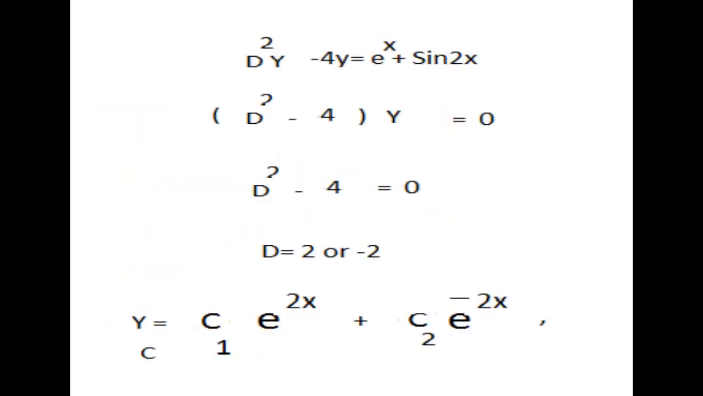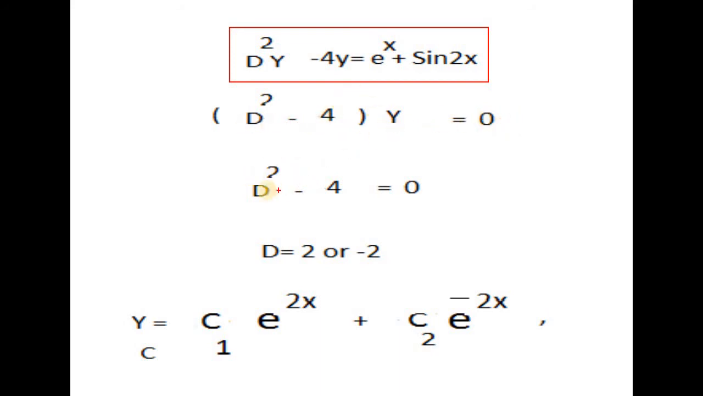Here we have an example. D square y minus 4y is equal to e power x plus sine of 2x, which is the function q of x. It is a second order linear differential equation with constant coefficients. Here we have coefficient 1 which is constant. Here we have coefficient minus 4 which is constant. Now we have to write the associated homogeneous differential equation by putting the right hand side equal to 0. So this equation is the associated homogeneous differential equation.